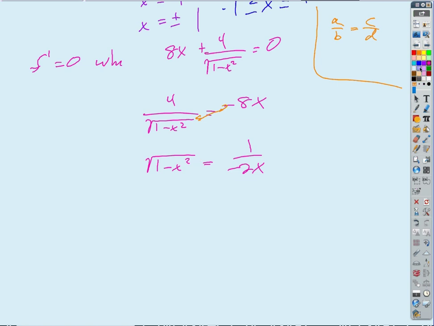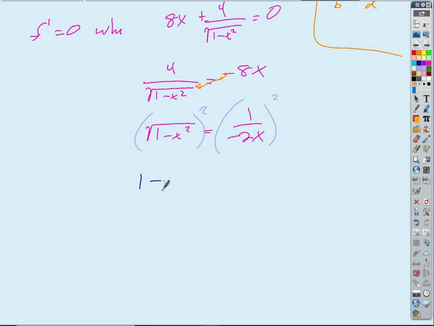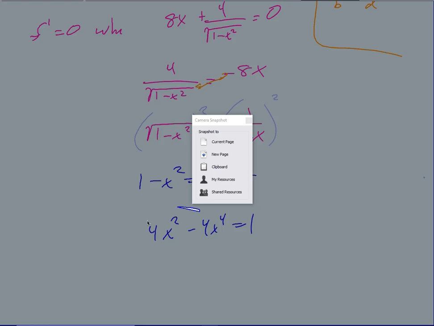So if we square both sides, we're going to get 1 minus x squared equals 1 over 4x squared. Agreed? Okay, now we'd have to, once again, cross multiply, right? Because we want to write this as a polynomial that we can factor. So if we cross multiply, we're going to get 4x squared minus 4x to the fourth equals 1. And so, let's go to the next page.